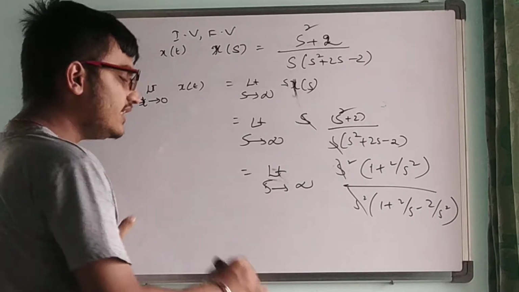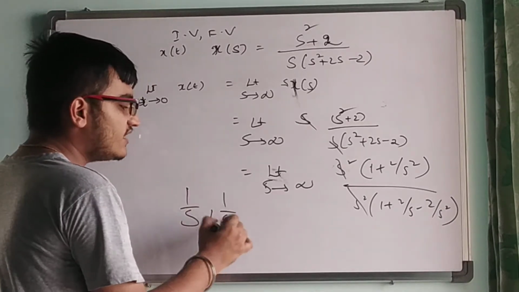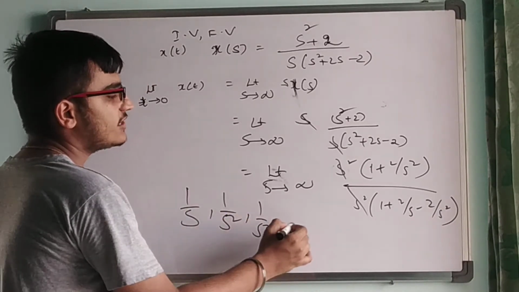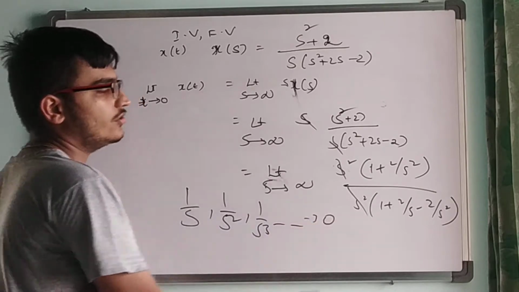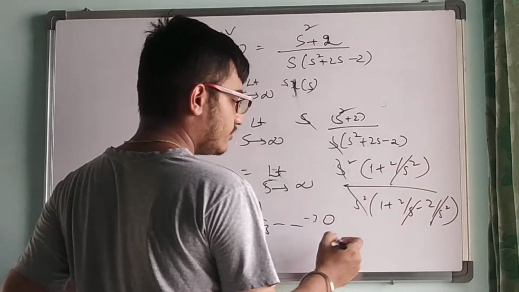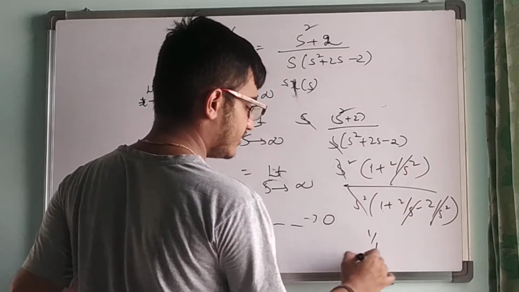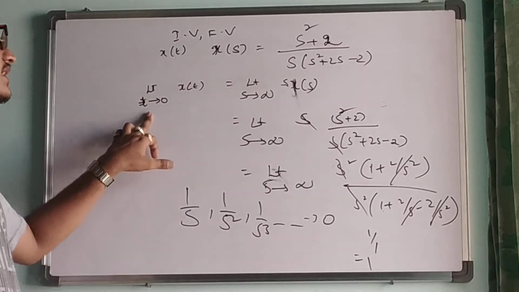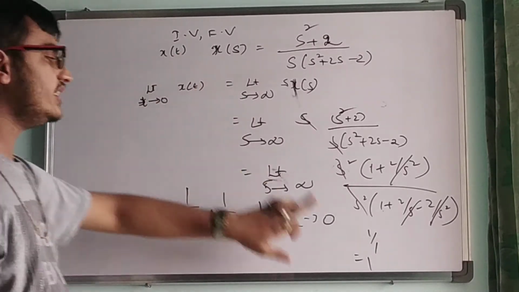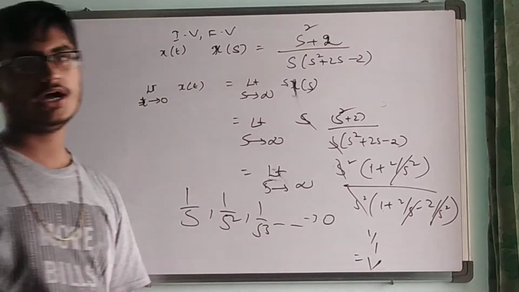As s tends to infinity, 1 by s square, 1 by s cube and so on tend to 0. So these values will be 0. Therefore your value is 1 by 1, which is 1. So your initial value for the function x of t is 1.